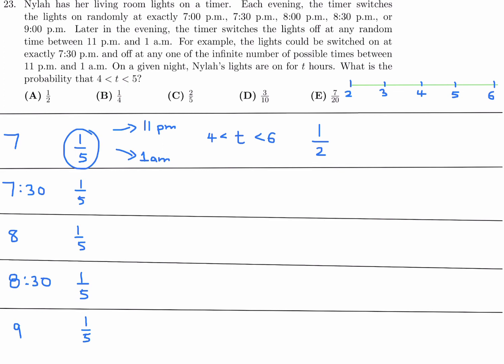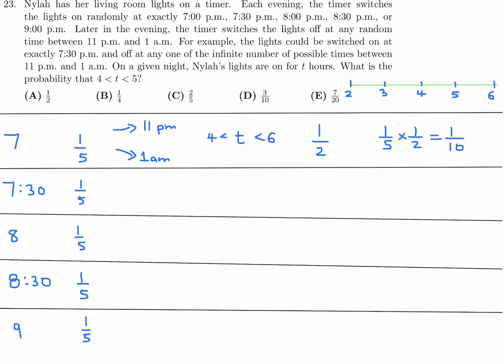Well, we take this number, we multiply by that number. The probability of starting at 7 was a fifth. The probability of then starting at 7 and having an interval between 4 and 5 is a half. So when you multiply them, you get a fifth times a half, and that is 1 over 10. So I hope you get the hang of that.